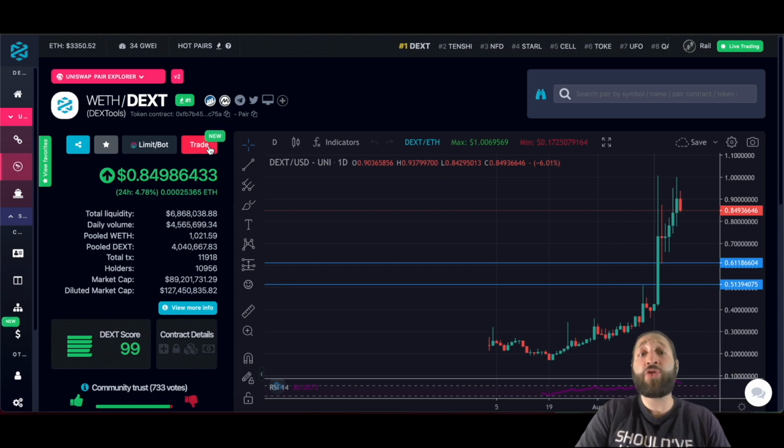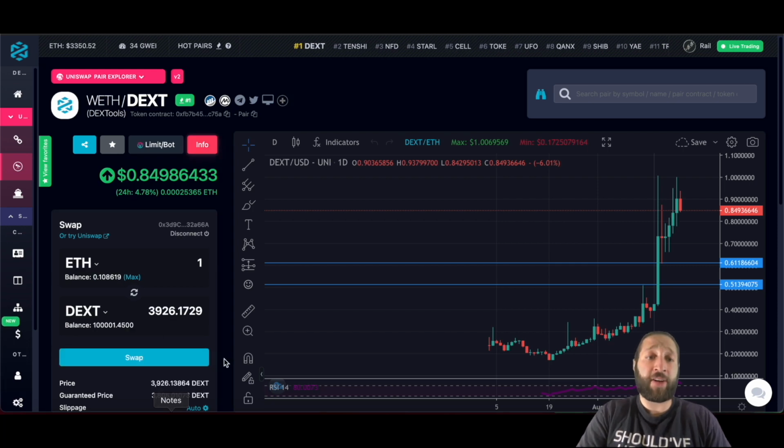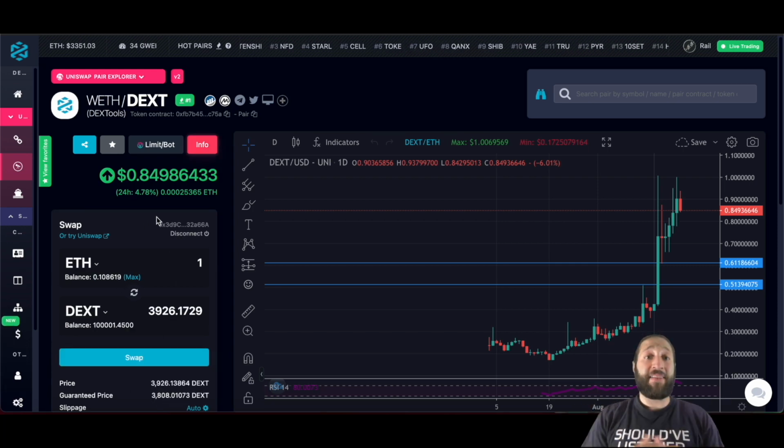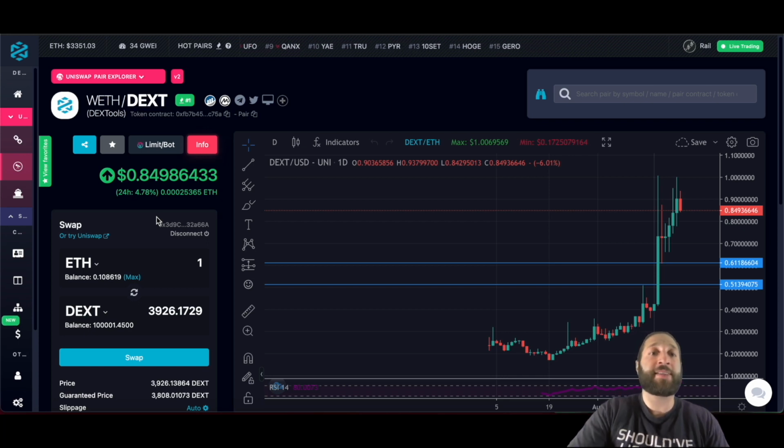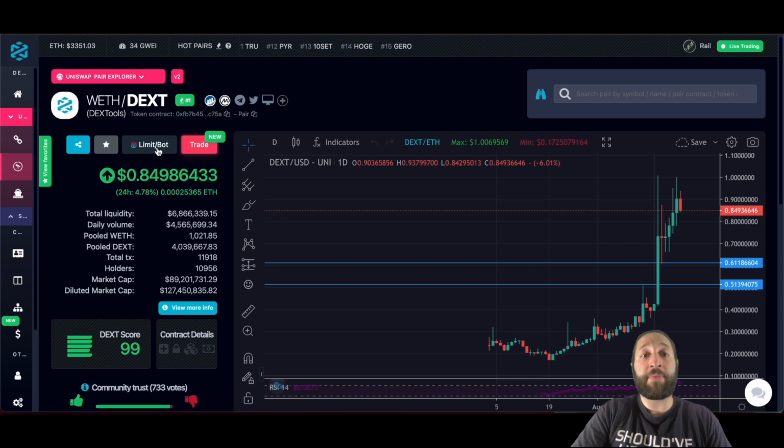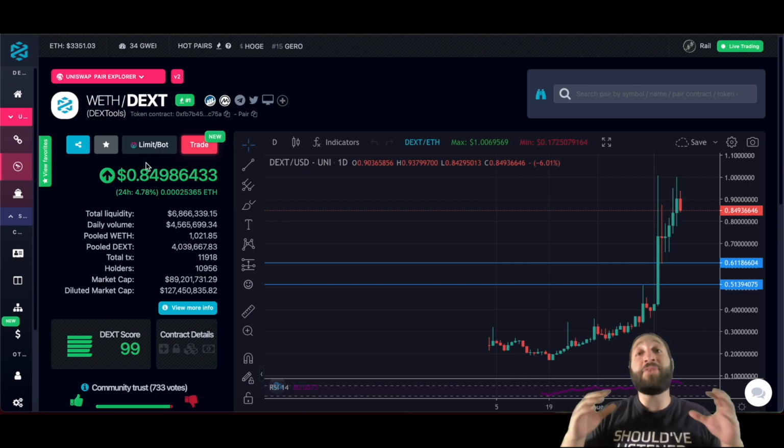You also notice the new trade function right here, the aggregator tool. So you don't actually have to leave DEXTools to make swaps anymore. You can do it right on the DEXTools website. And let's get right into the limit bot order. I'm going to show you guys how to use it like a pro.